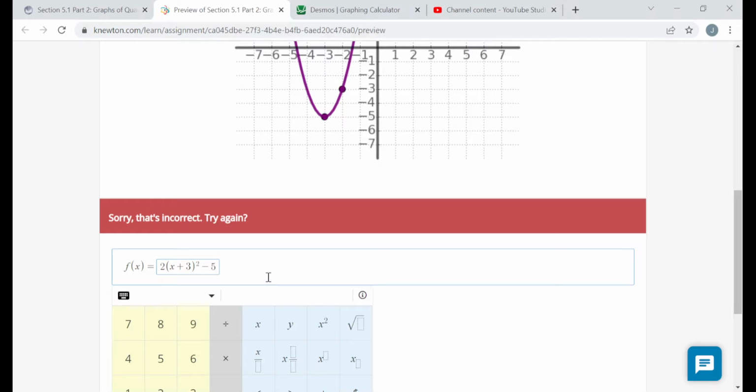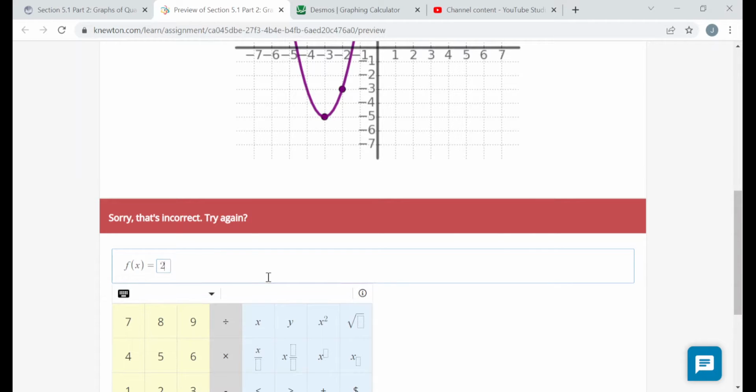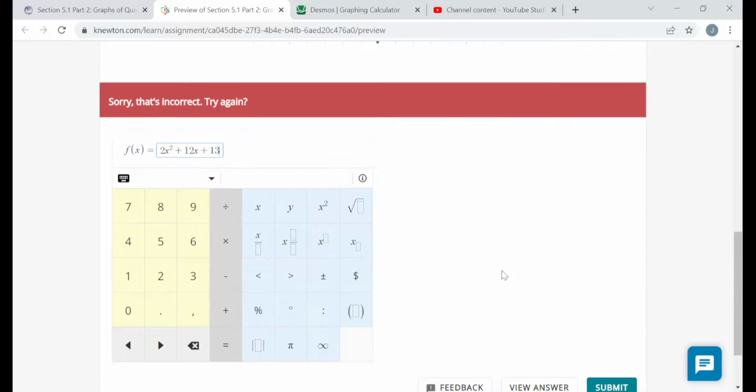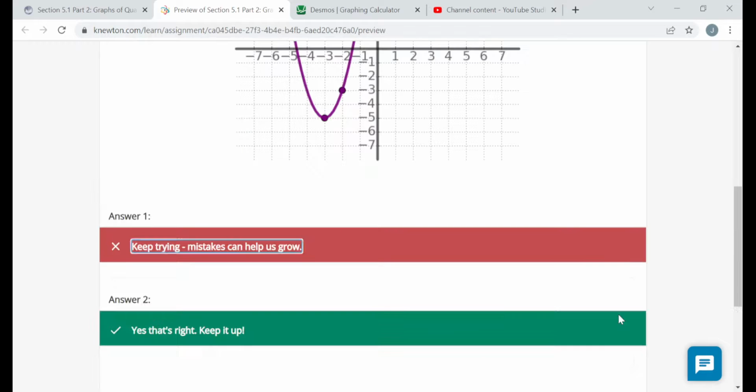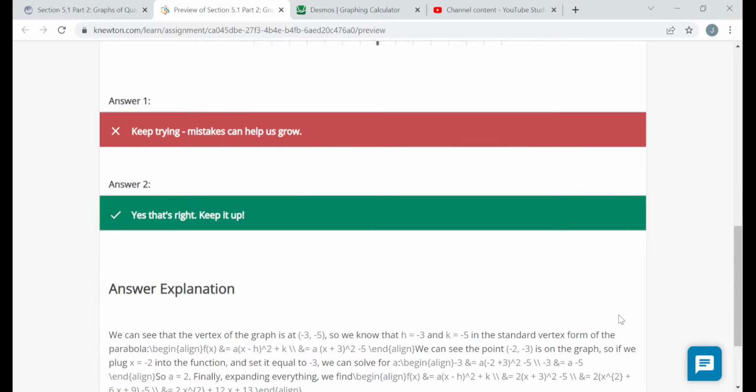Alright, so after multiplying this out, that's the correct standard form, right? I wasn't wrong with that, it's just that I didn't read the instructions, as you should. So 2x squared plus 12x plus 13, that should be good. So again, I do apologize. All right. Hooray.